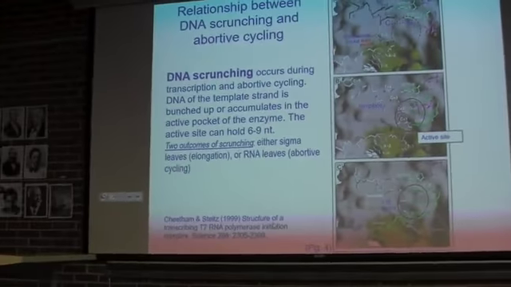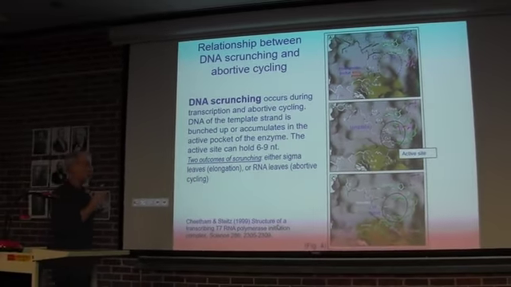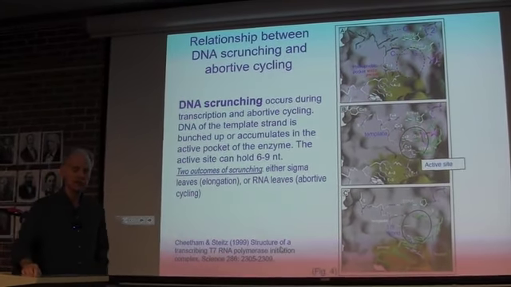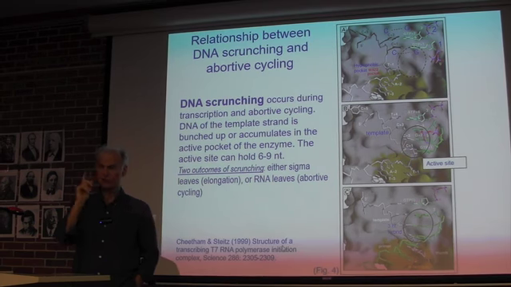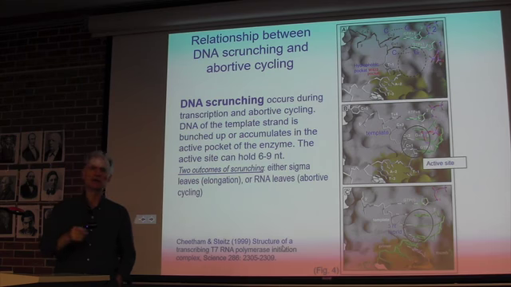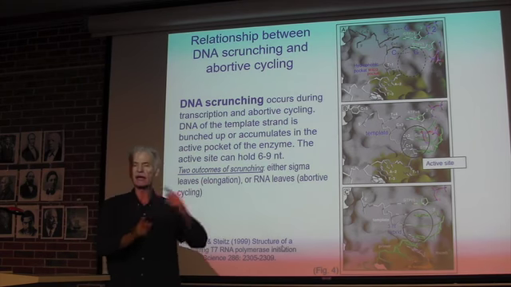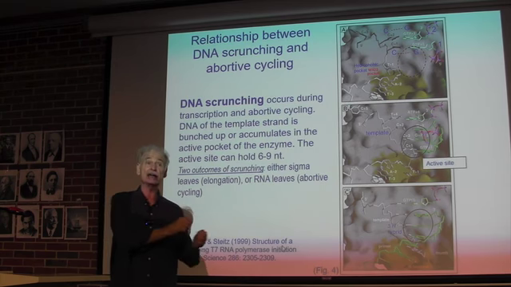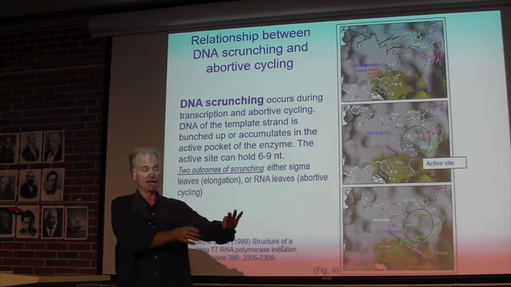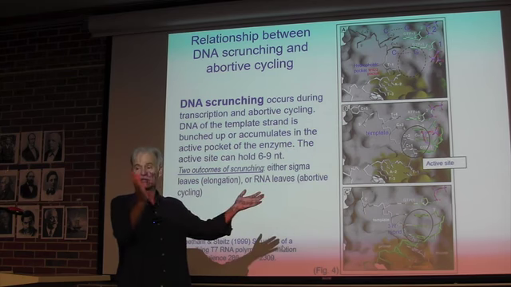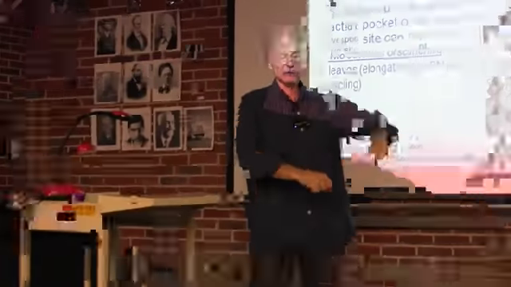Okay, so this is a close-up look at the active site. And this illustrates the connection between the scrunch and the size of the abortive transcript. So what am I talking about? You remember in abortive cycling, you go 1, 2, 3, 4, 5, 6, 7, 8, 9, and then if you can't cram or scrunch any more DNA into the interior of the polymerase, you have to let go of the tension, and this little transcript floats off.